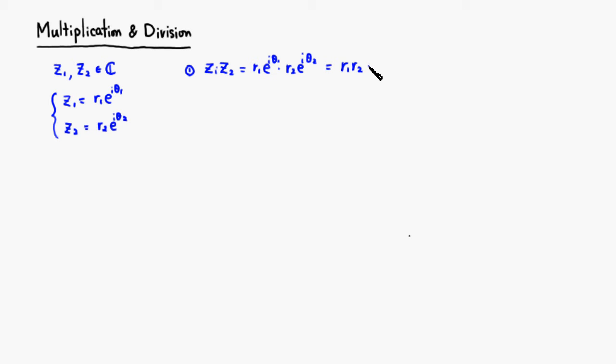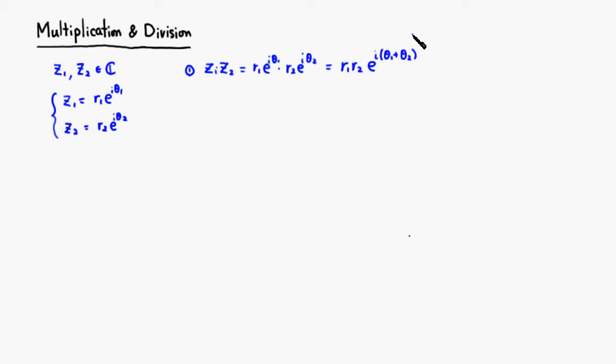So this is going to be e to the, alright, multiplication between exponential functions is going to be addition between powers. So I theta 1 plus I theta 2, since both of them have i in it, I'm going to write it as i times the quantity theta 1 plus theta 2.